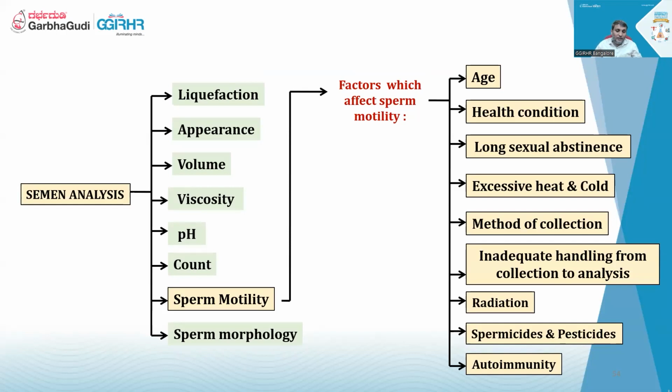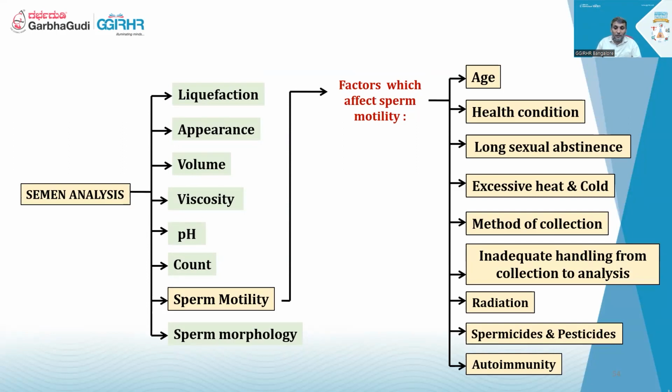Increase in age affects the sperm motility. Concentration won't affect it. Some health conditions and a long abstinence period can. Excessive heat or excessive cold can cause a decrease in motility. And method of collection: while collecting, if you use soap or any detergent, it can hinder the sperm motility. Inadequate handling of the semen sample inside the lab can also cause damage to the sperm and decrease the sperm motility.